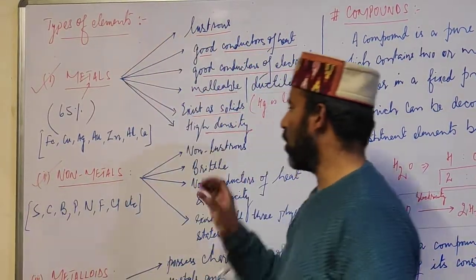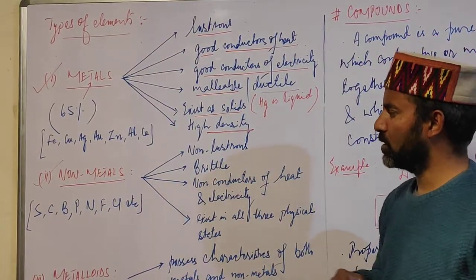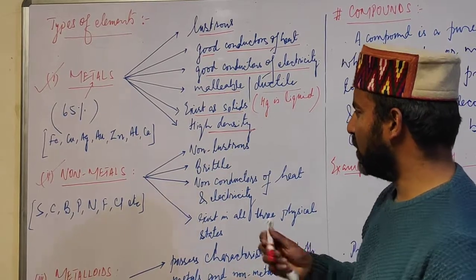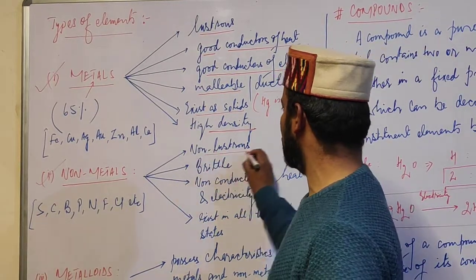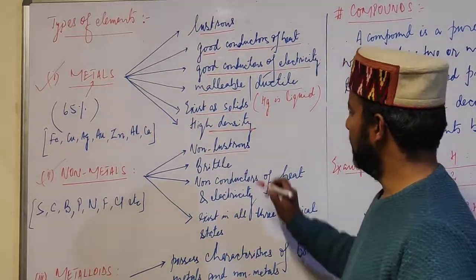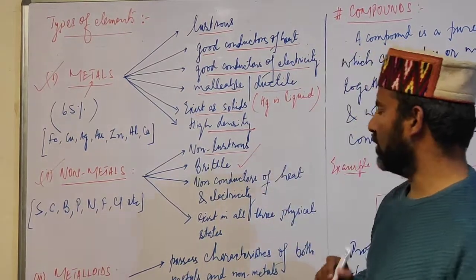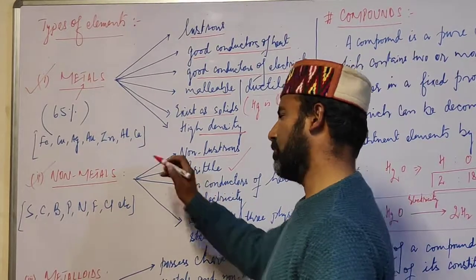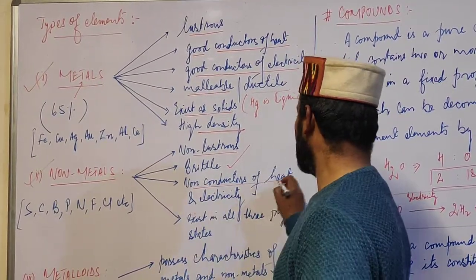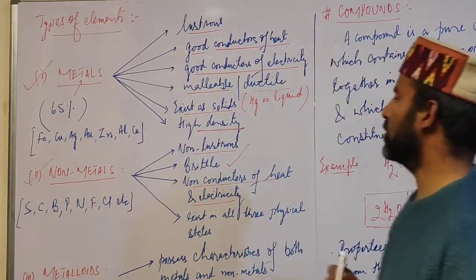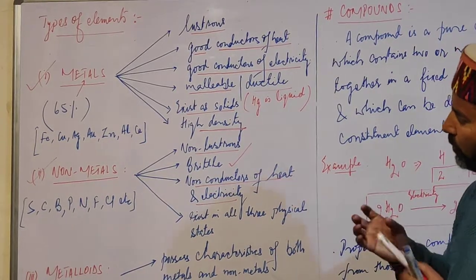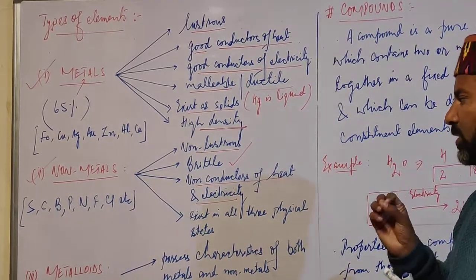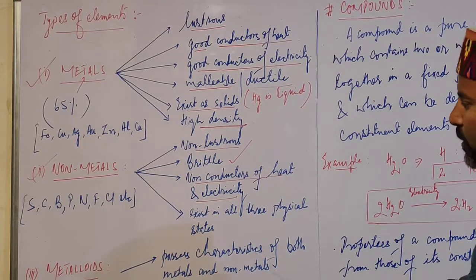Now what are non-metals? So students, non-metals are those elements which do not possess any luster, so they are non-lustrous. Secondly, they are brittle, that means they break easily. Then students, non-metals are non-conductors of heat and electricity. They are non-conductors of heat and electricity. Here we have an exception.